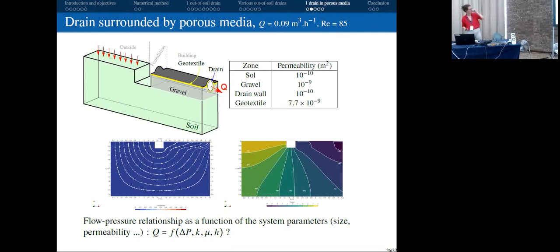On the left graph, we have the streamlines, and we see that the streamlines are deviated by the transition between the soil and the gravel. And on the right, it's the differential pressure between the drain and the outside. And we see that we have like 10 Pascal in the drain, so it's what we want. And the question now is, okay, can we find a relationship between the flow rate at the inlet and the pressure along the drains and the various parameters such as permeability, viscosity, and size of the system?